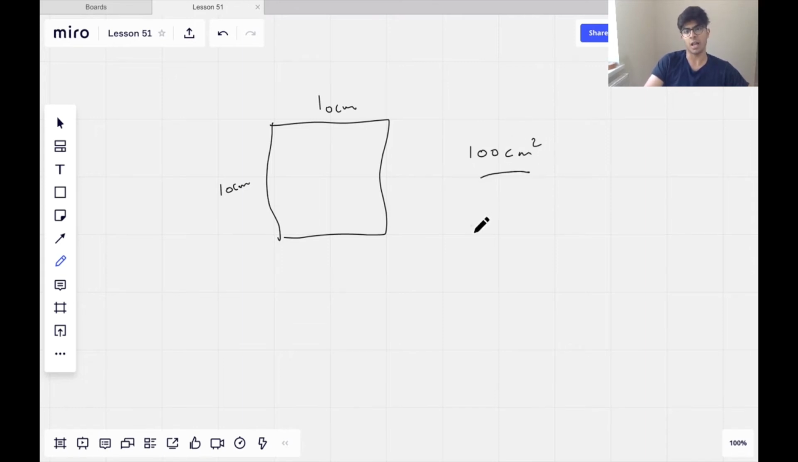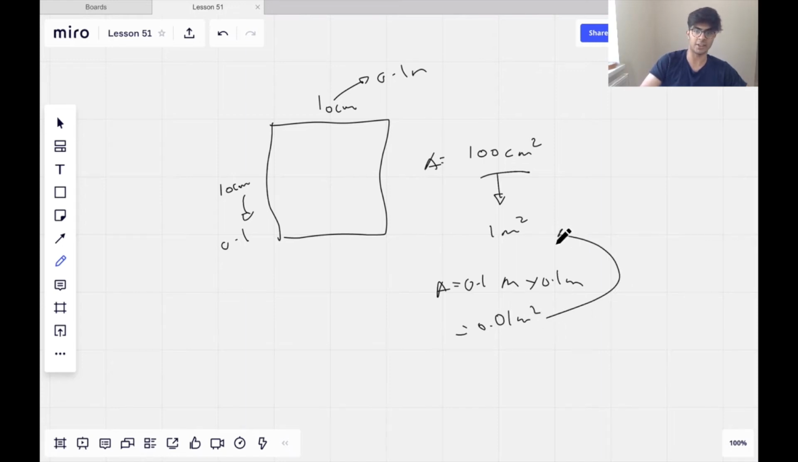100 centimeters squared. Now, if I ask you to turn this into, for example, meters squared, you might think there's 100 centimeters in a meter, so this is supposed to be 1 meter squared. But that actually would be wrong. Let's think about why. 10 cm comes out to 0.1 meter, and the other 10 cm is 0.1 meter. So if we actually calculate the area, it's 0.1 meter times 0.1 meter, which comes out to 0.01 meter squared, which obviously isn't 1.